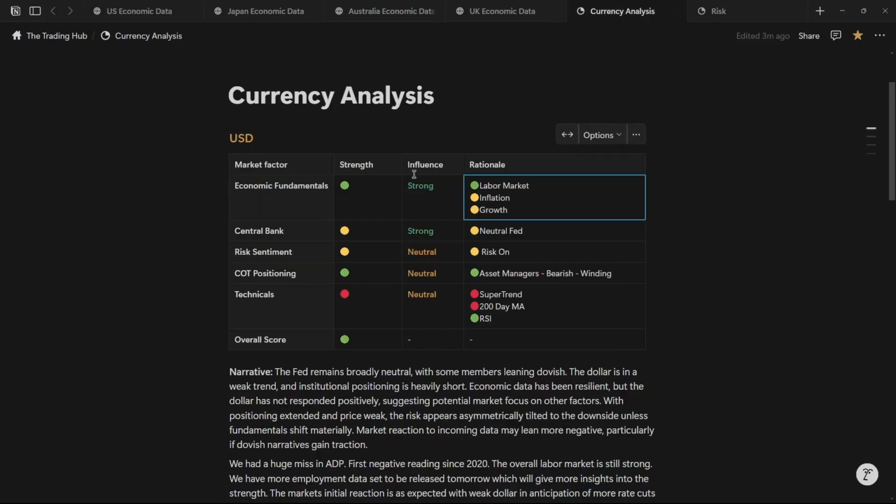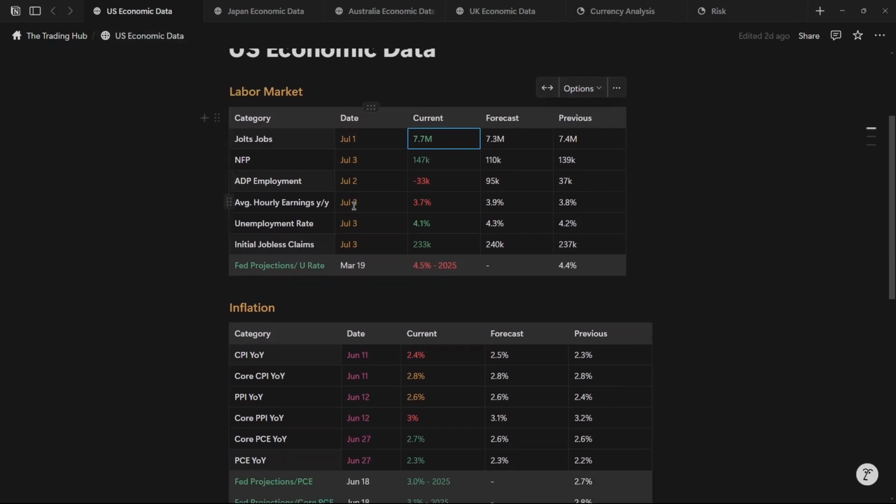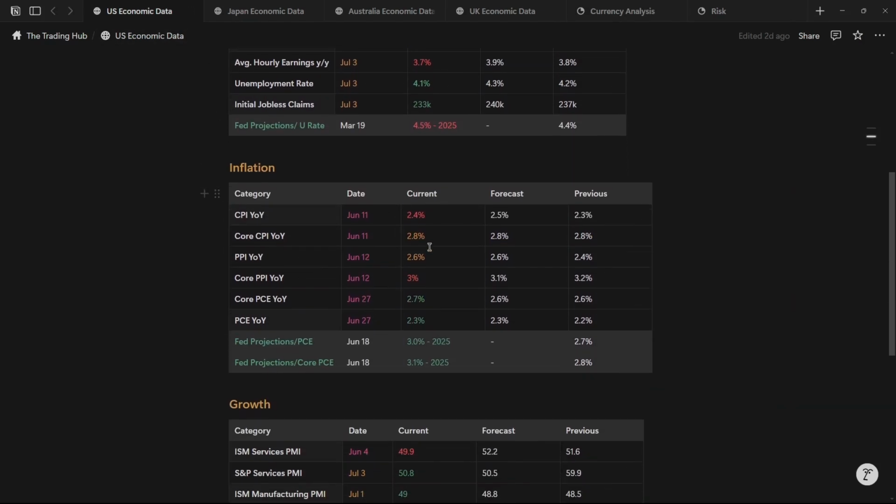So this is positive for the United States dollar, because this means that the Fed, they may more than likely slow easing of monetary policy, given that we have a strong labor market. So that's number 1. Next, we have inflation, and for inflation right here, it's a similar logic.